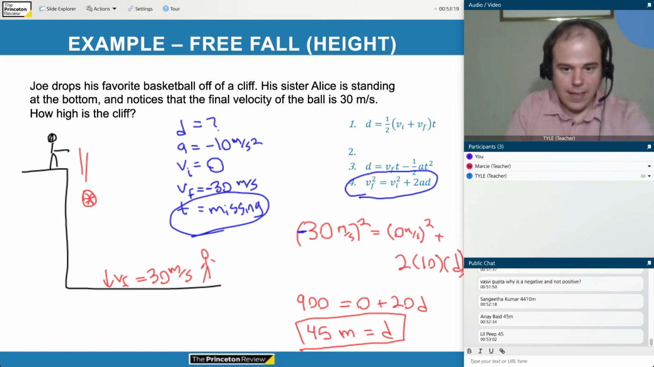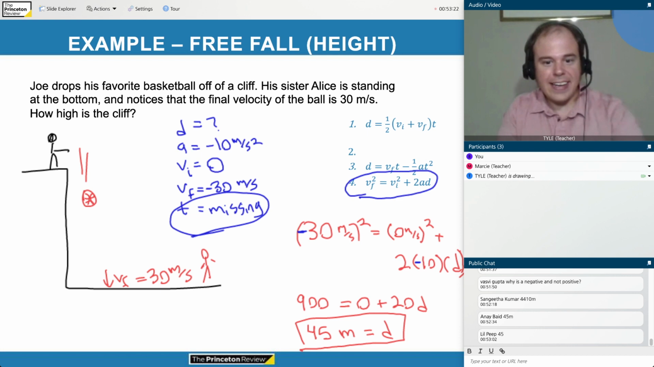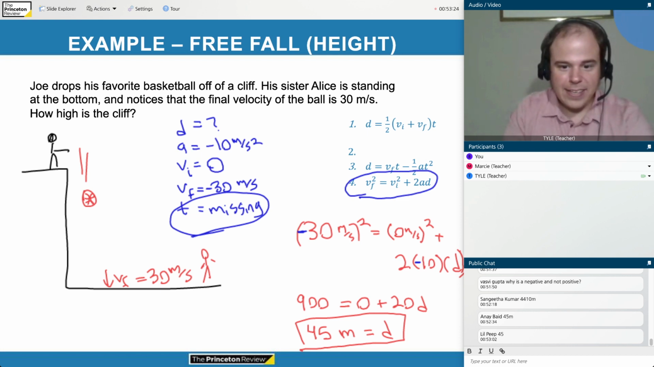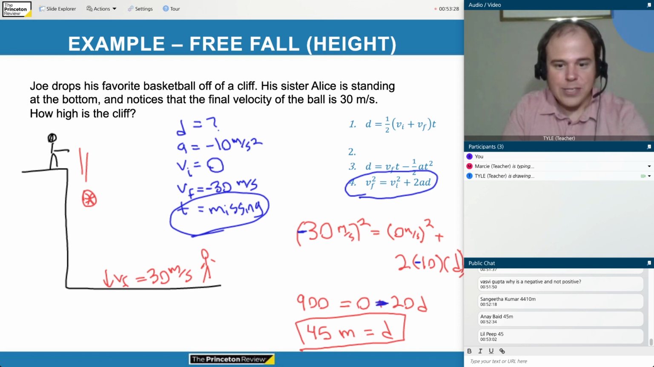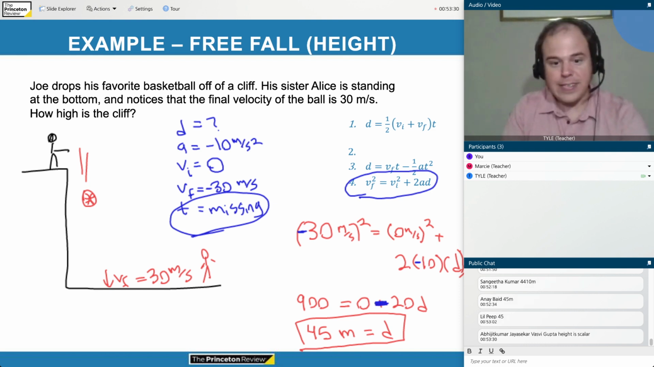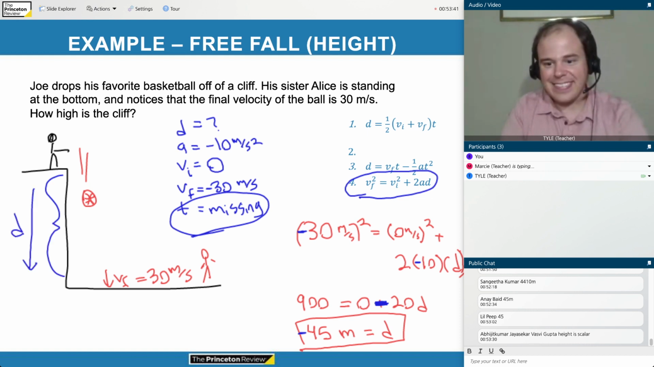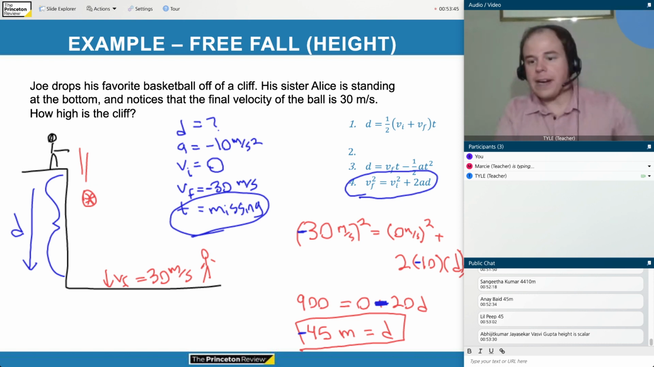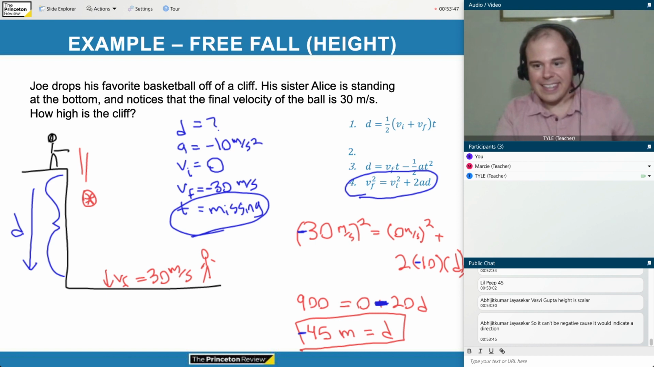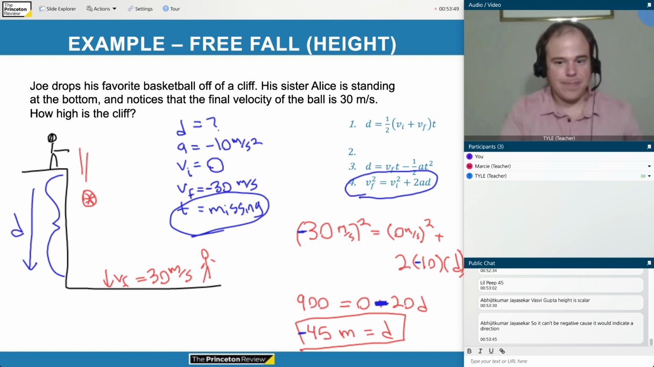And if we're calling the acceleration negative as well, we would say that we get 900 equals 0 minus 20 d, which we absolutely could do. And then we see that the distance is negative 45 meters. The negative there means that the displacement was a downward displacement. The key thing is we just need to be consistent about how we use the positive and negative signs. So that's a very good question.